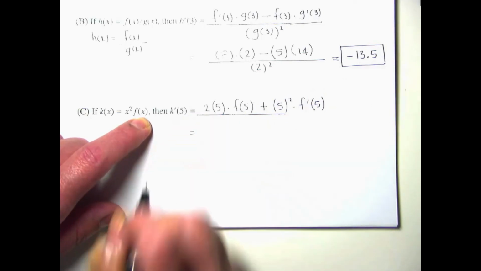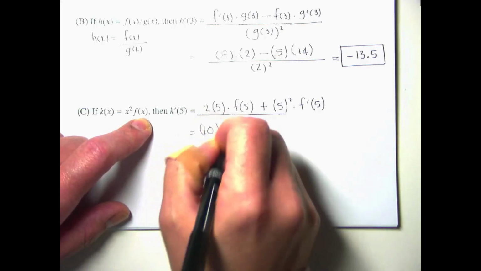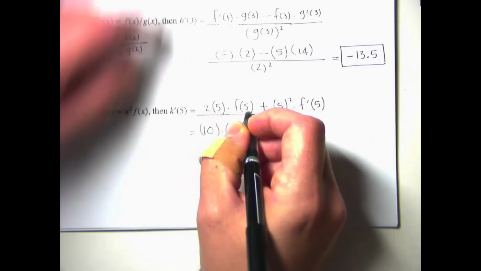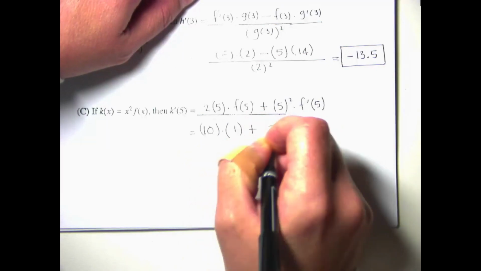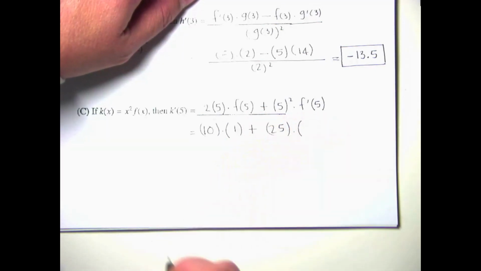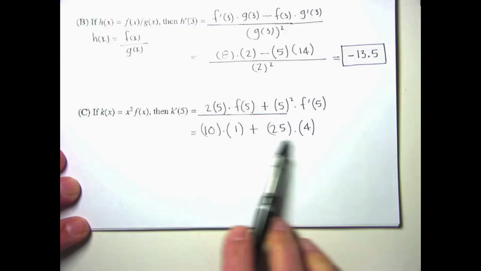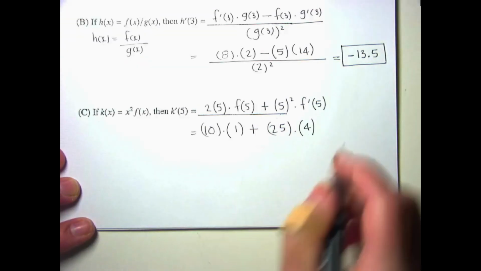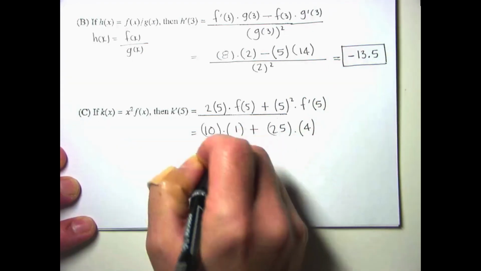All right, so let's look up those values or calculate. 2 times 5 is 10. f of 5 is equal to 1, plus 25 times f prime of 5, which is equal to 4. All right, 25 times 4 is 100, plus 10. This will be equal to 110.